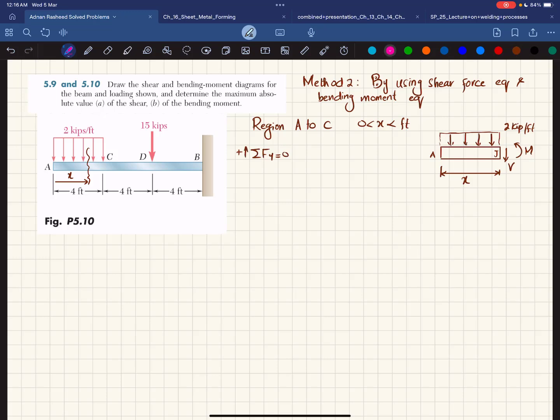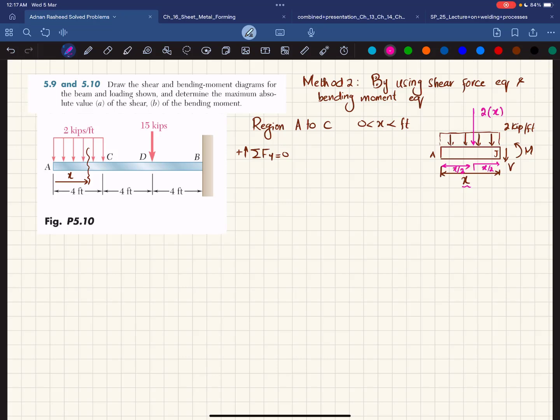You can see you have a distributed load. When this distributed load is converted into a point load, it will be equal to 2 multiplied by the length over which it acts. The length is x, and it will act at a distance of x by 2 from either side. So this distance is x by 2, and this is also x by 2.